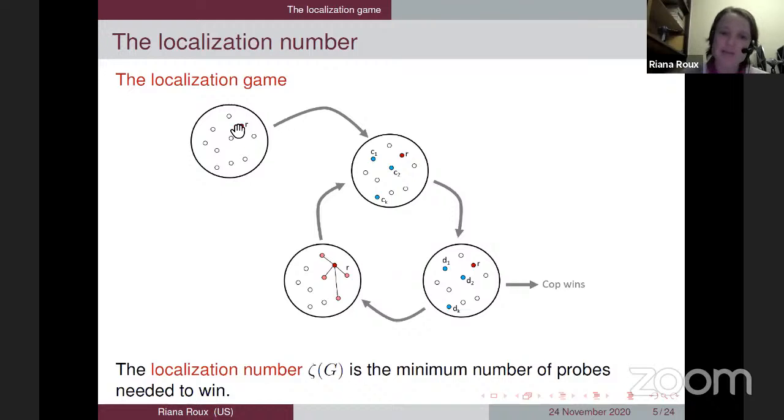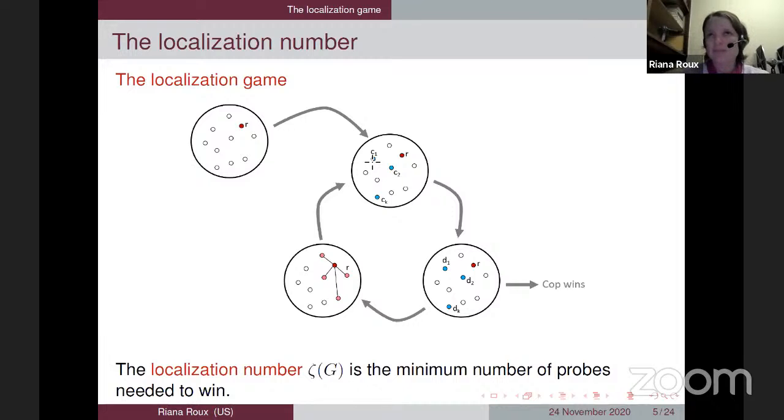After the robber appears somewhere on the graph, we start our game and we enter the cycle. In the first turn, the cop starts, and this is not K cops now, it's one cop doing K things. He probes K vertices. For this probe, he asks that vertex, how far is the robber from that point?